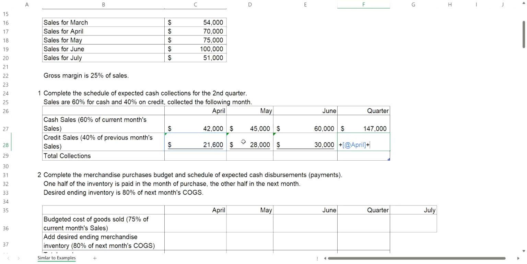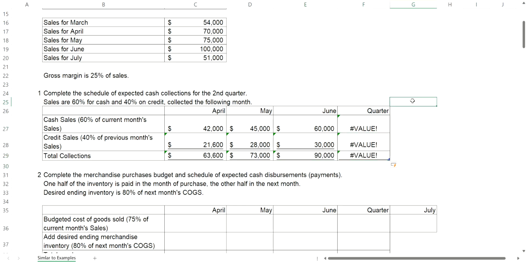Okay, and then I'll add it for the quarter. So this tells me how much incoming cash I expect to have each month. So if I had 42,000 plus 21,600, I expect cash of 63,600 to come in during April. Okay, do the same for May and June, and it doesn't matter if I go vertically or horizontally for the quarter. For the quarter, I expect to collect 226,600 in cash.